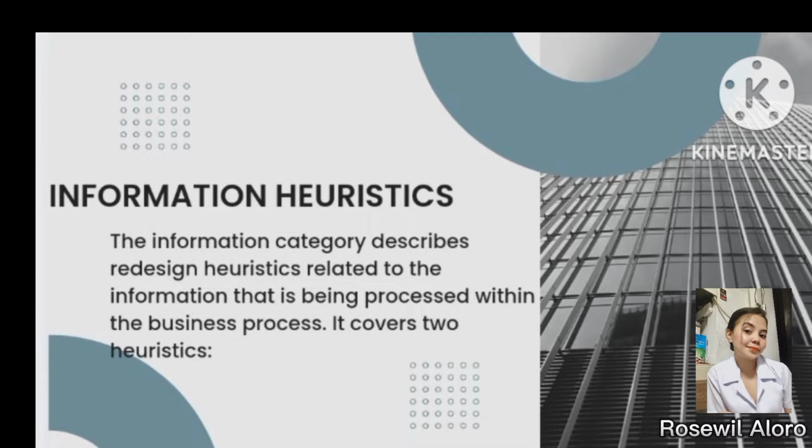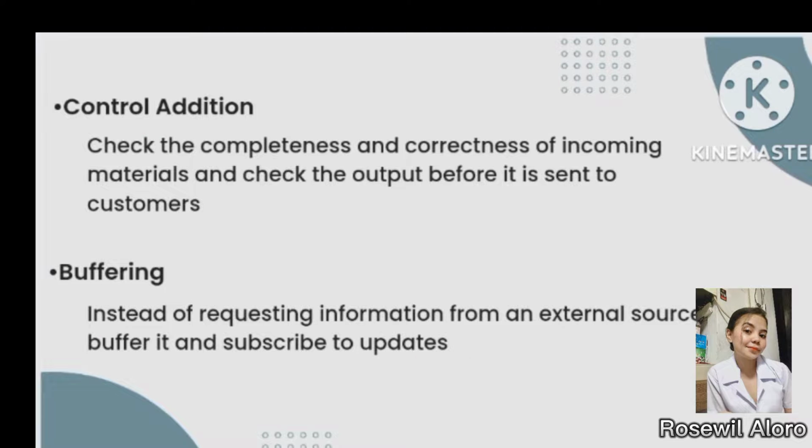Information heuristics. The information category describes redesign heuristics related to the information that is being processed within the business process. It covers two heuristics. First, control addition: check the completeness and correctness of incoming materials and check the output before it is sent to customers. The heuristic promotes the addition of controls to a business process in order to increase quality.